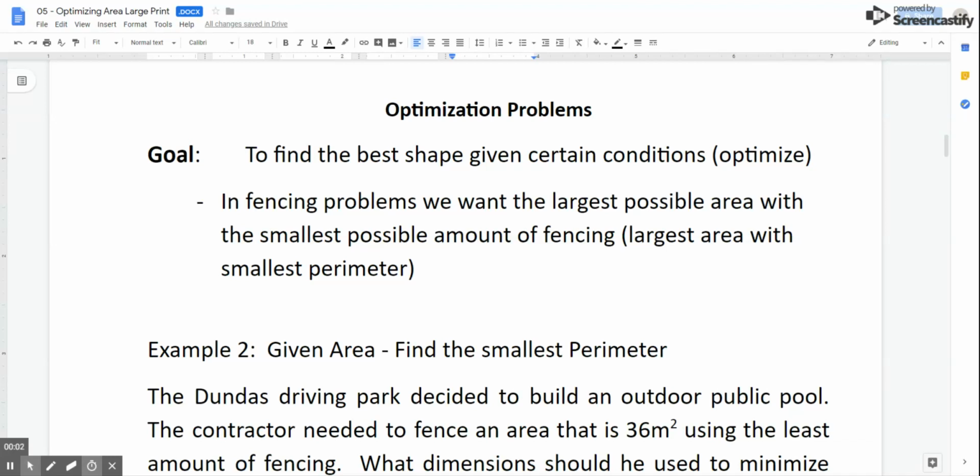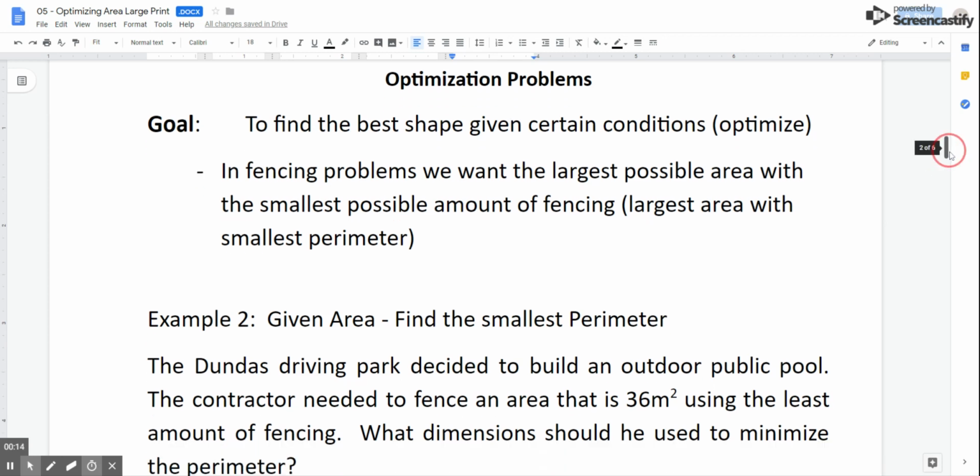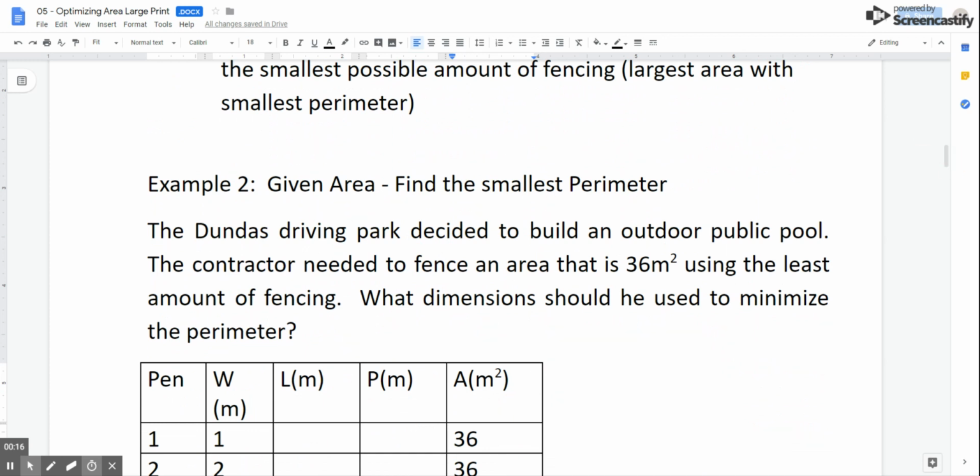Again, we're looking at optimization problems, and the goal is always to find the best shape given certain conditions. In fencing problems, we want the largest possible area with the smallest perimeter. Now, for this example, we're going to be given an area to find the smallest perimeter.